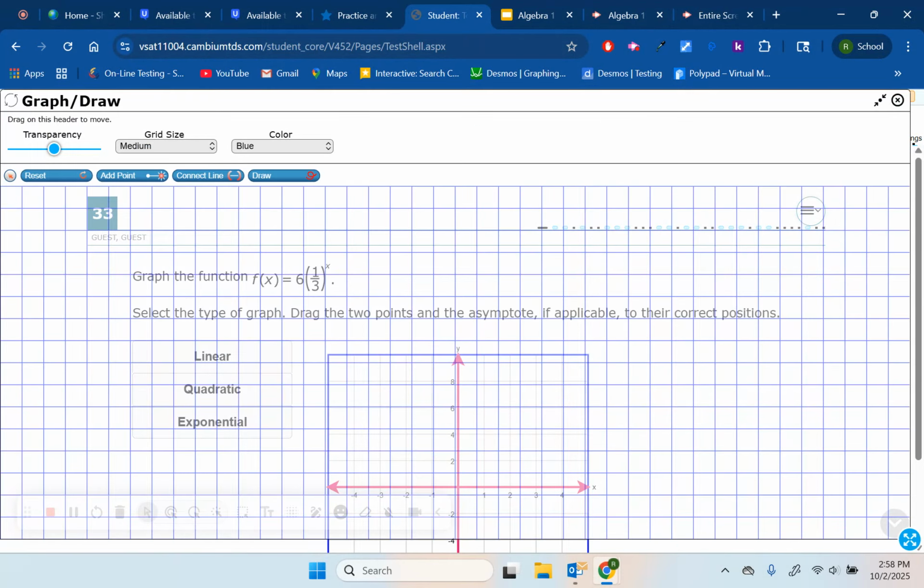So we know already that it should be this, right? And eventually we'll get that blue color. Nope, I want blue. Yay, blue. So you know it's exponential. You're going to click that one.